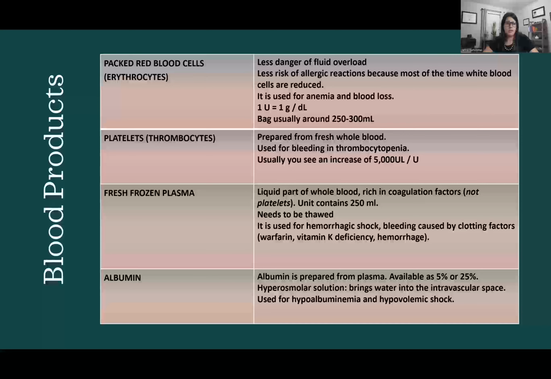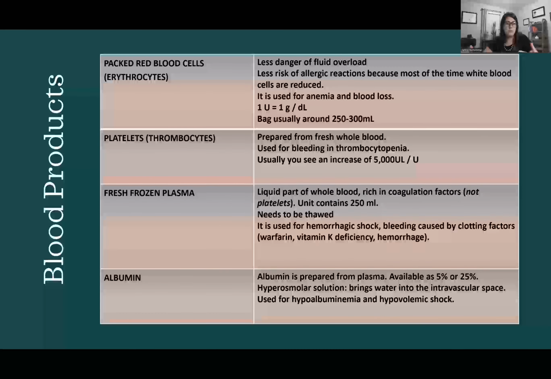Now, blood is composed of different types of cells, okay? So we have not only red blood cells, we have platelets, we have fresh frozen plasma, and albumin. So quickly, I'm just going to review a little bit of this information.